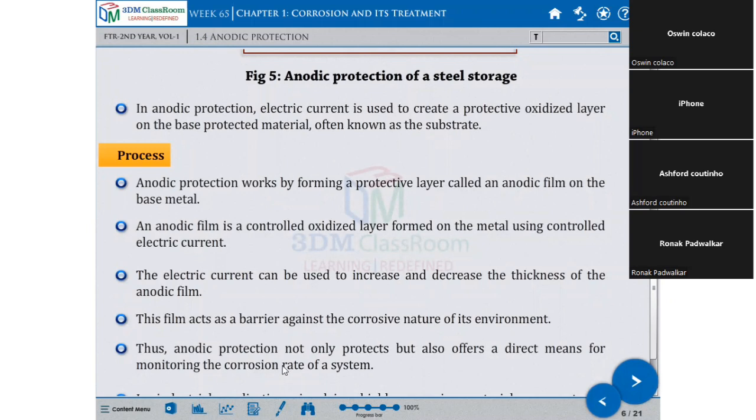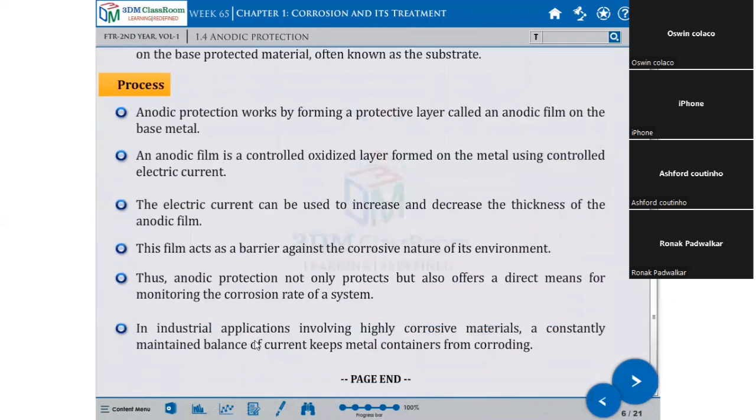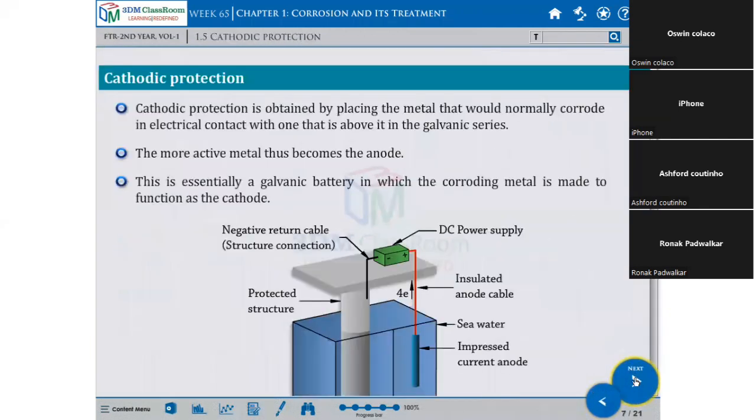Thus, anodic protection not only protects but also offers a direct means for monitoring the corrosion rate of the system. The industrial application involves highly corrosive materials, and constantly maintaining the balance of current keeps the metal protected. This is not required actually. Now, what does anodic protection mean? We form the anode, and it starts getting protected.